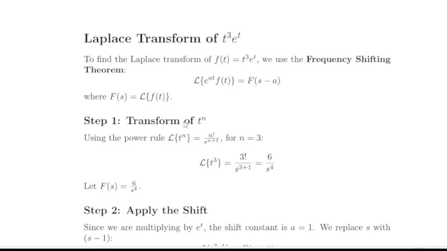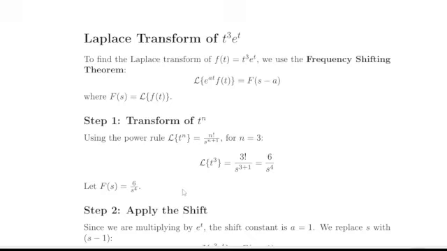Now, the transform of t to the n power is just going to be n factorial over s to the n plus 1. Here we have t cubed, so we're going to replace n with 3 and get 3 factorial over s to the 3 plus 1, which is 6 over s to the fourth. So capital F of s is equal to 6 over s to the fourth.